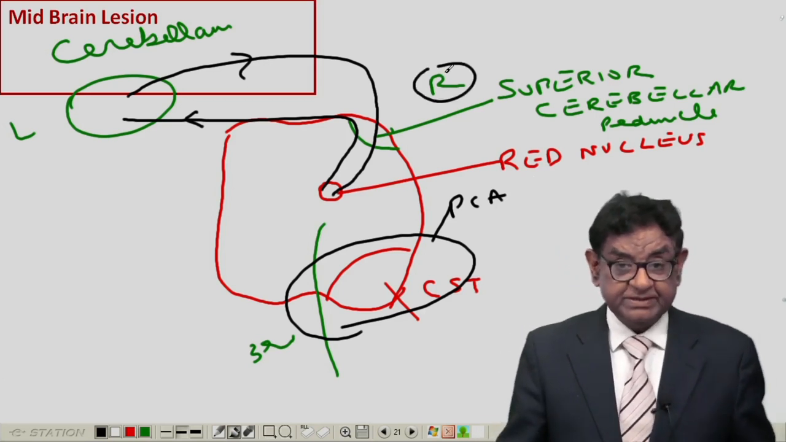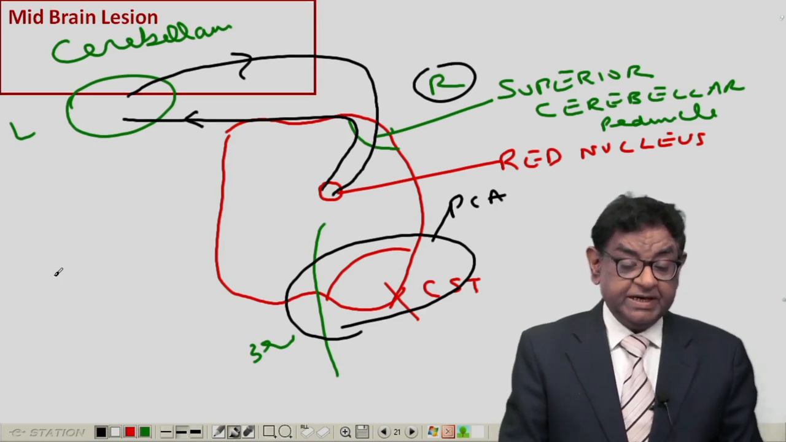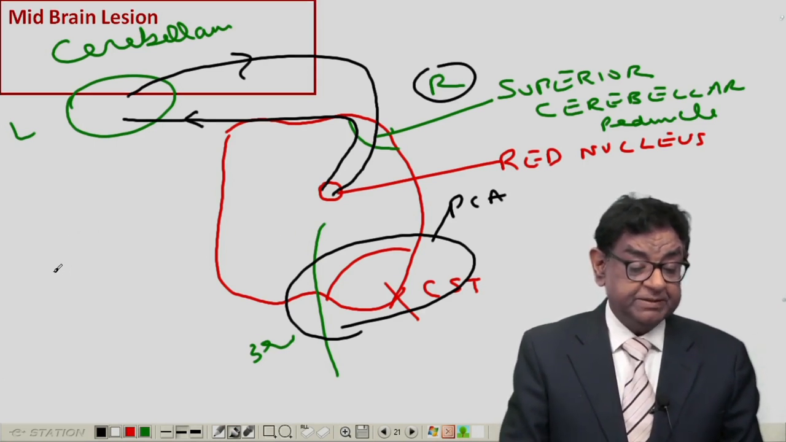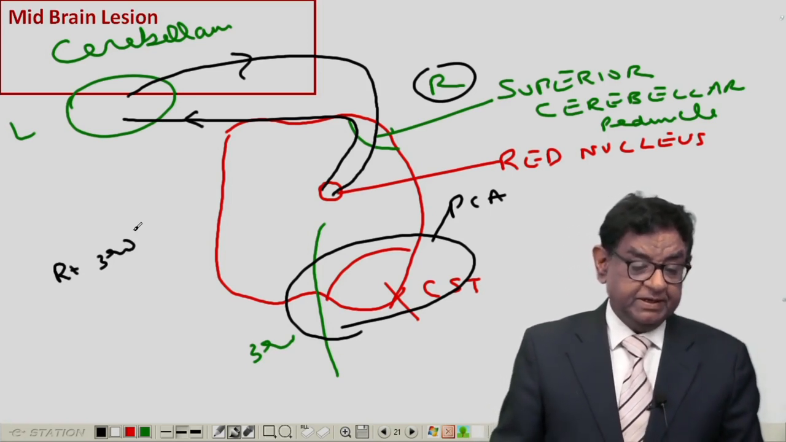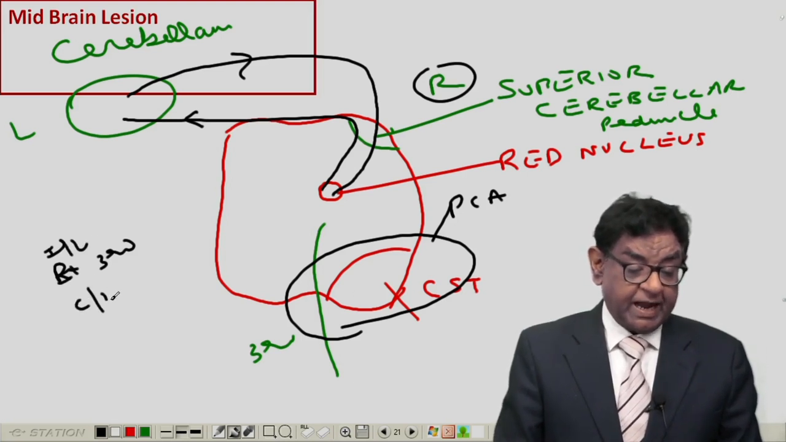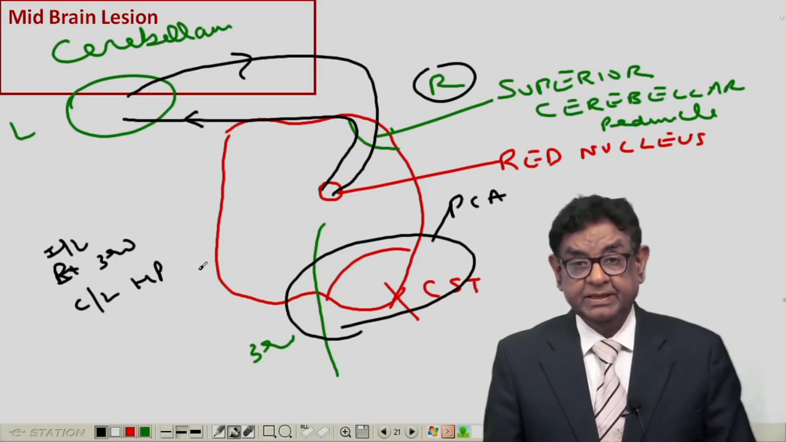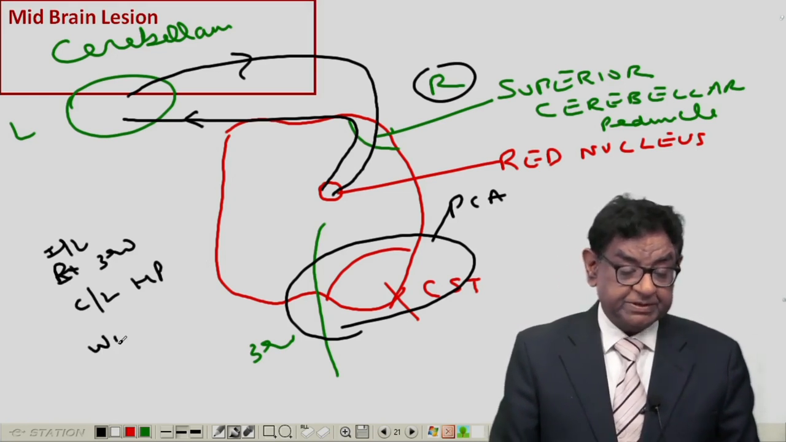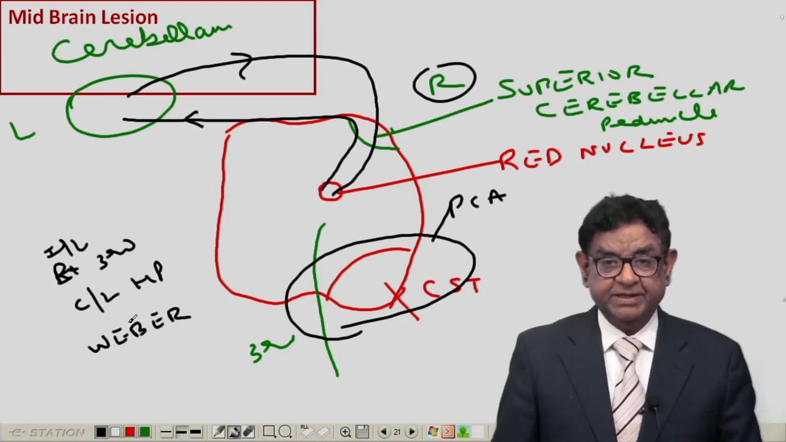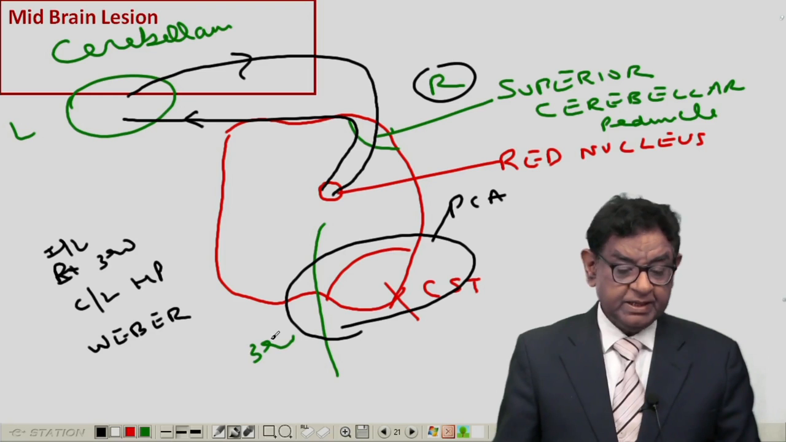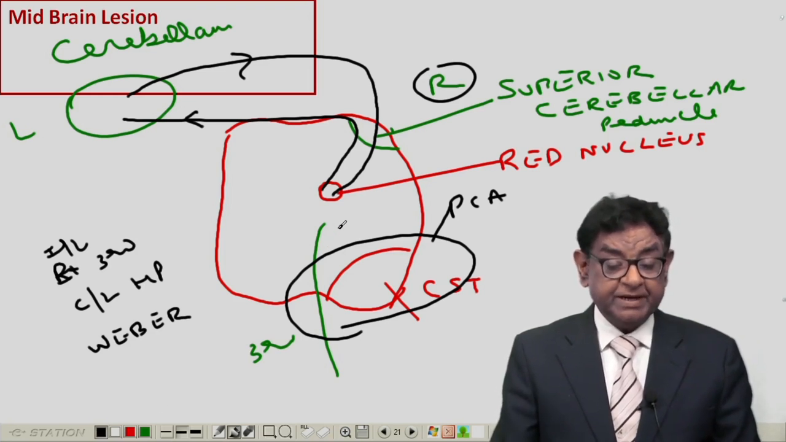How will the patient manifest? The patient will manifest with right-sided third nerve palsy, or you can say ipsilateral third nerve palsy. I'm writing ipsilateral, and there will be contralateral hemiplegia. So this condition is known as Weber syndrome. So in Weber syndrome, ipsilateral third nerve palsy, contralateral hemiplegia. Yeah, clear.